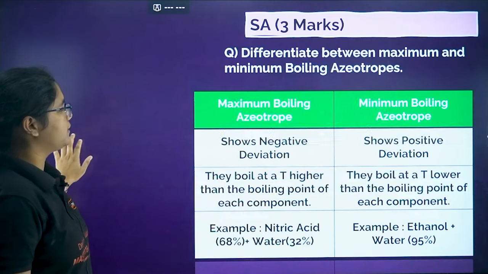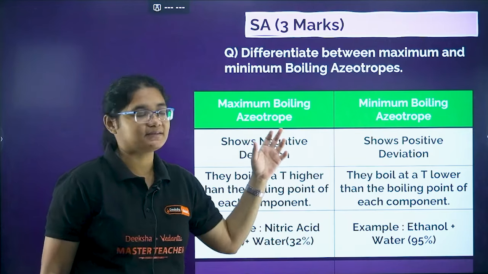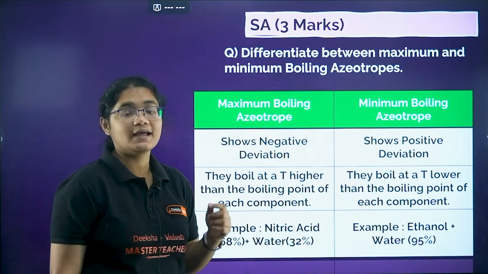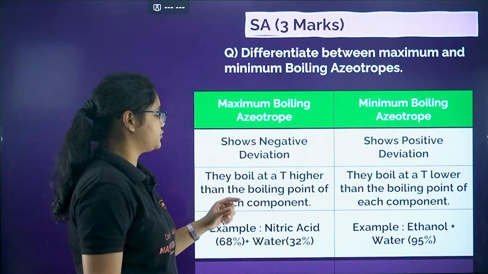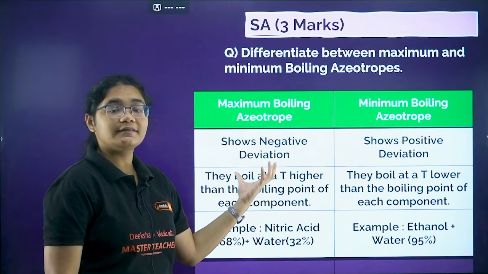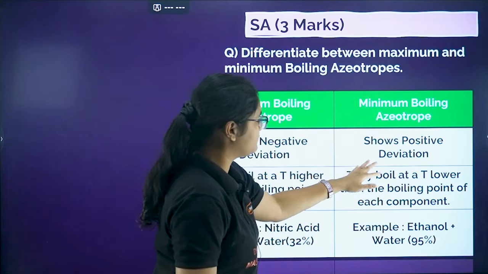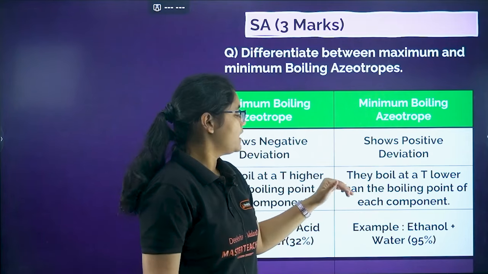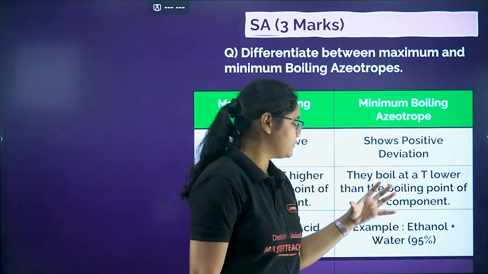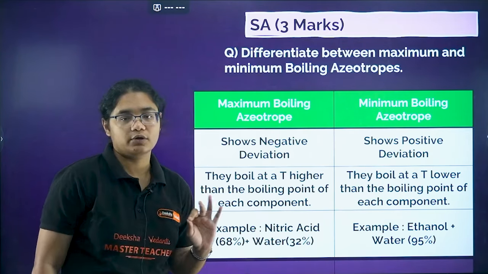Next, differences between maximum and minimum boiling azeotrope. So in maximum boiling azeotrope, where do we get that? We get that in case of negative deviation. They boil at a temperature higher than both of the components. Example is nitric acid and water. And here we have positive deviation, and they boil at a temperature lower than the boiling points of the components, and example will be ethanol and water.